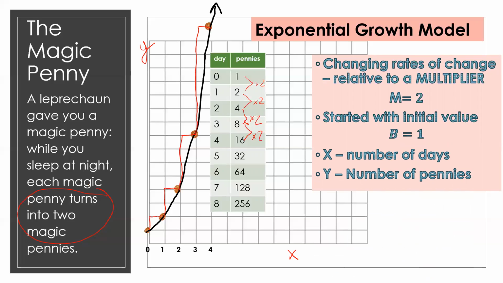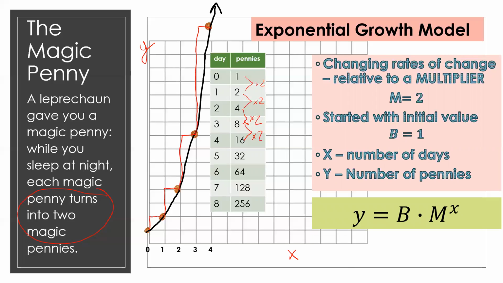But anyways, what's the equation for this? We would say that Y, which is the number of pennies, is equal to B, the initial value, multiplied by M to the X power. Because you see here, it's being multiplied by 2, 2, 2, and 2 again. And repeated multiplication we know is exponent. So that is why we have the multiplier to the X power. X is how many days it's been. Okay, so that's the definition of what a linear and an exponential growth model is.